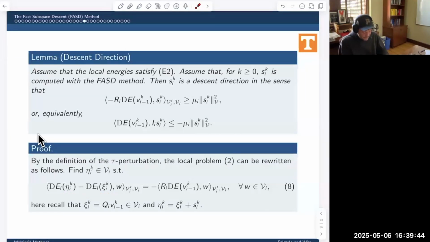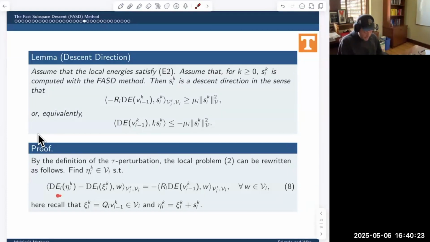Remember, one of the derivatives involving EI was evaluated at the full approximation. There it is right there. And that was part of the definition of the tau perturbation. I've now moved that over to the left-hand side, and so now I'm looking at this difference here. On the right-hand side, I have that, and that's the same term that appears here. In order to prove this result, let's just start with this, and I want to show that that's greater than mu I times the norm squared of the difference SIK.